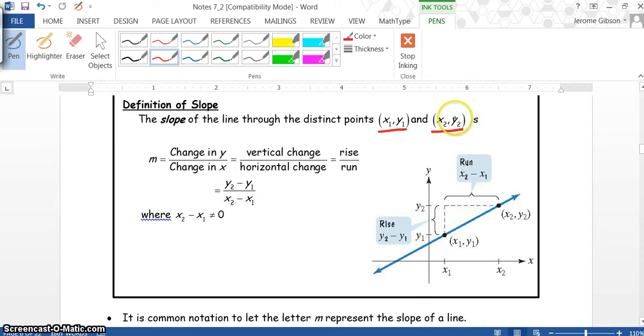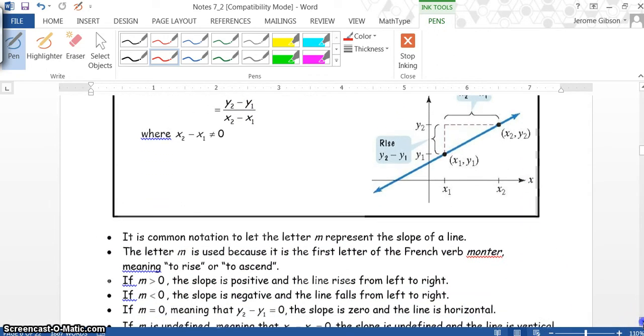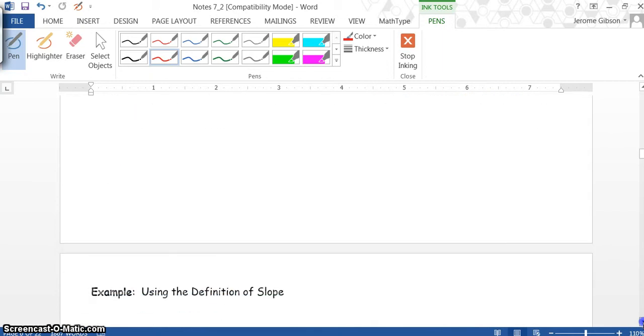So you would pick the y value in the second ordered pair. Then y sub 1, you would go to the first ordered pair and take the y value. X sub 2, you would go to the second ordered pair and get the x value. And x sub 1, you will go to the first ordered pair and get the x value. Now, let's go on to the next page.